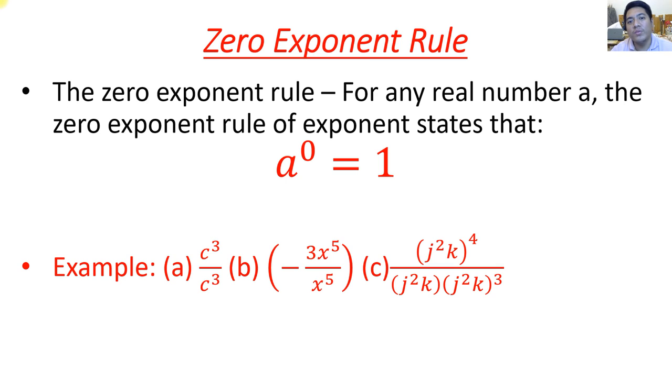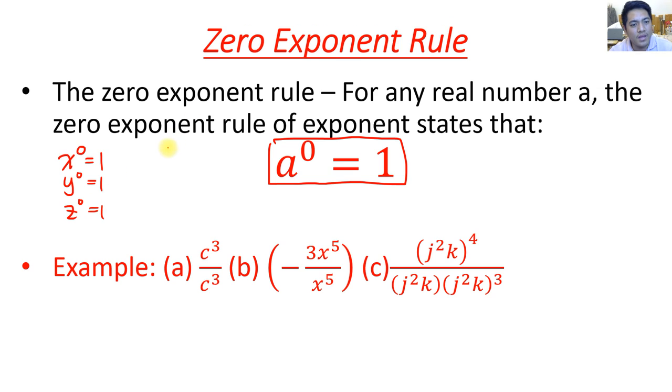So the zero exponent rule. For any real number a, the zero exponent rule states that any variable or any number raised to 0 will be equal to 1. So meaning we have x raised to 0 equals 1, y raised to 0 equals 1, z raised to 0 equals 1. And if we have 2 raised to 0, that will still be equal to 1. 3 raised to 0 will still be equal to 1.